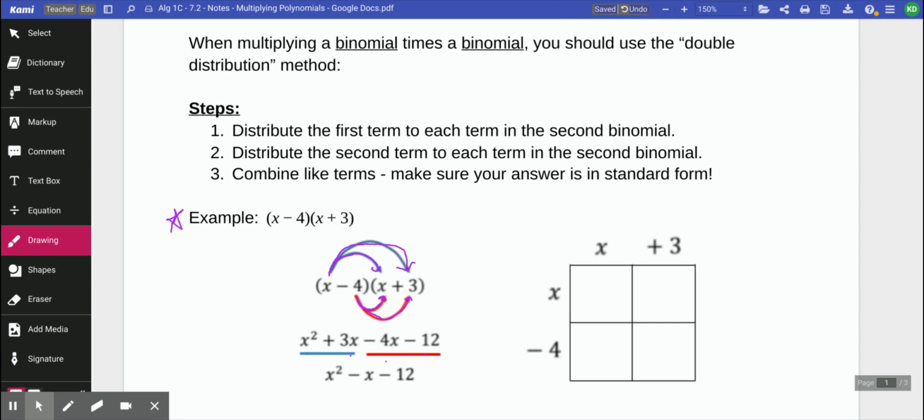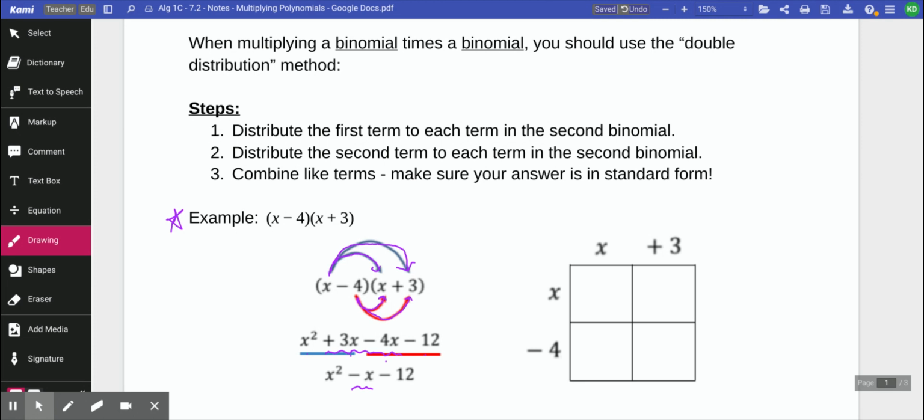When we combine our like terms, if you look in the middle here, we have 3x minus 4x. That is what makes our negative 1x in the middle. So remember, combining like terms just means add your coefficients and then keep the variable the same.